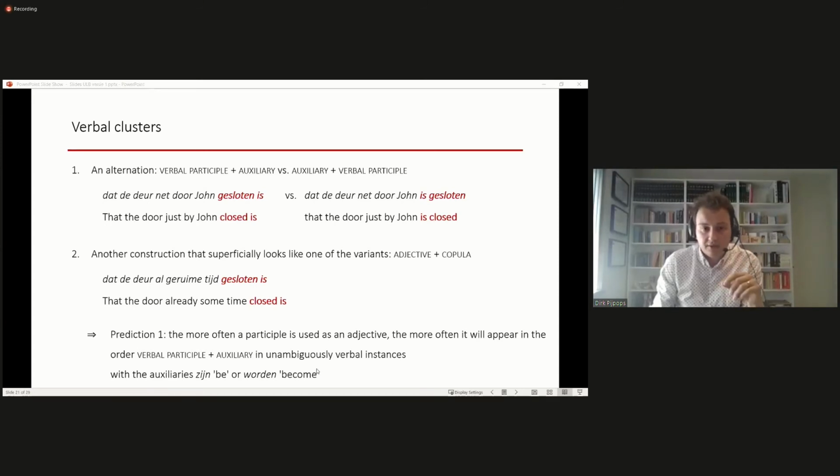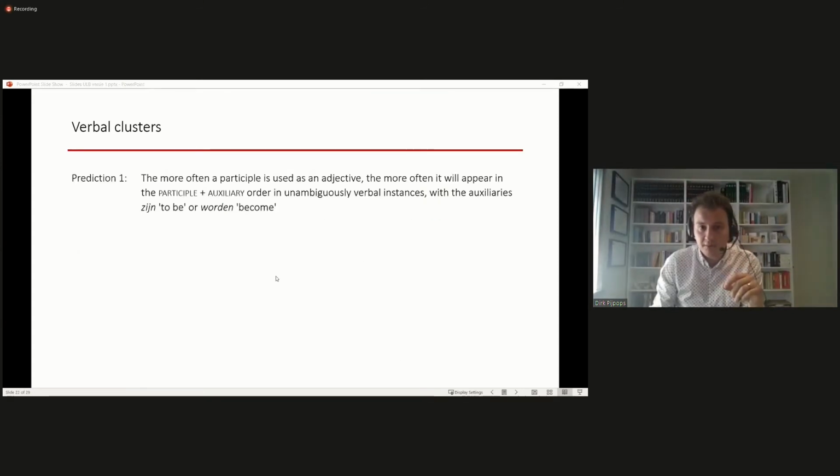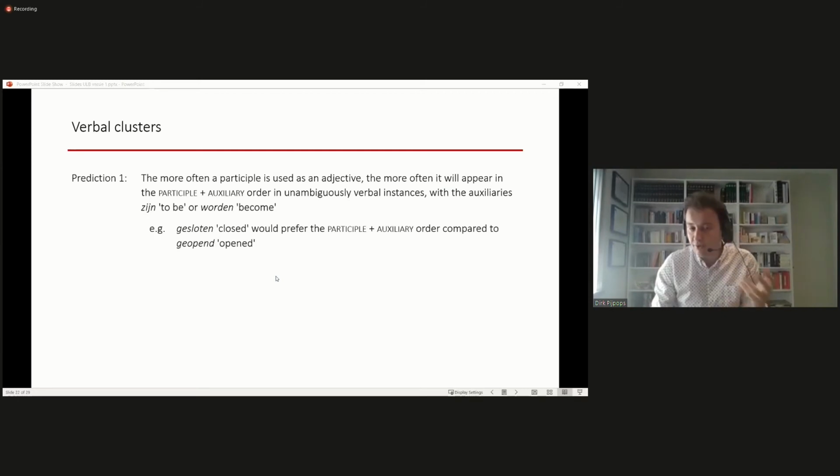All right, so that's prediction 1. So I repeat it here, the more often a participle is used as an adjective, the more often it will appear in a participle plus auxiliary order in unambiguously verbal instances. So among instances with verbal participles, with the auxiliaries zijn and worden. So this means in practice, for instance, that gesloten, closed, would prefer the participle plus auxiliary order when compared to geopend. Why? Well, because gesloten very often appears as an adjective, whereas geopend does not. It can appear as an adjective, but it does so way less frequently.